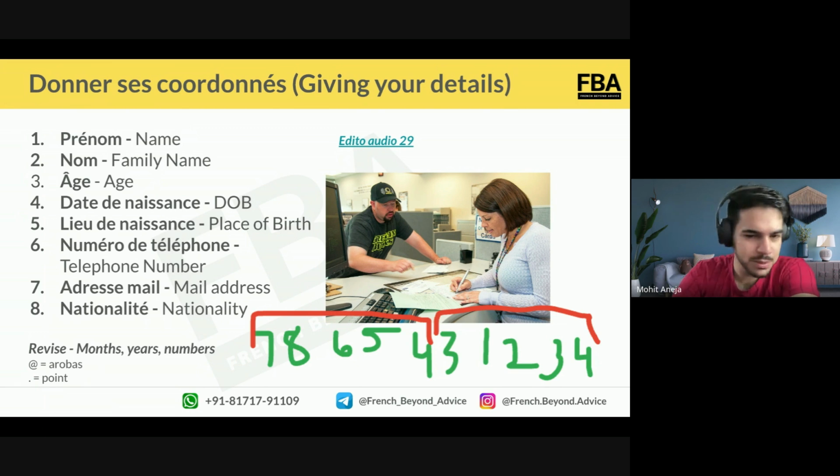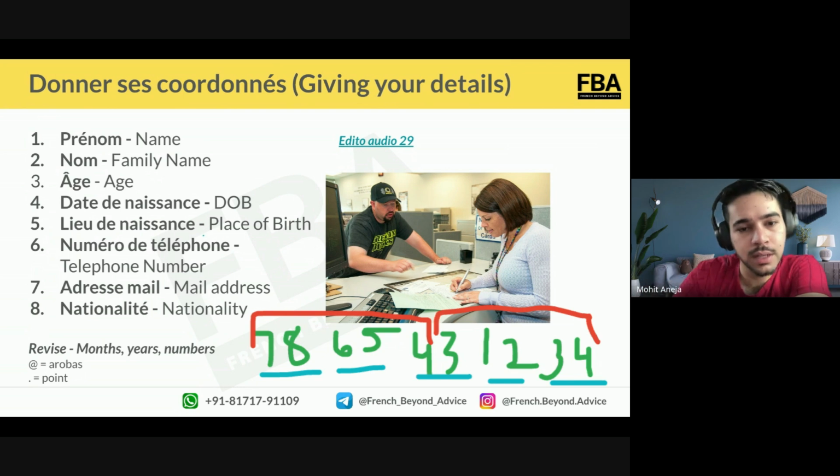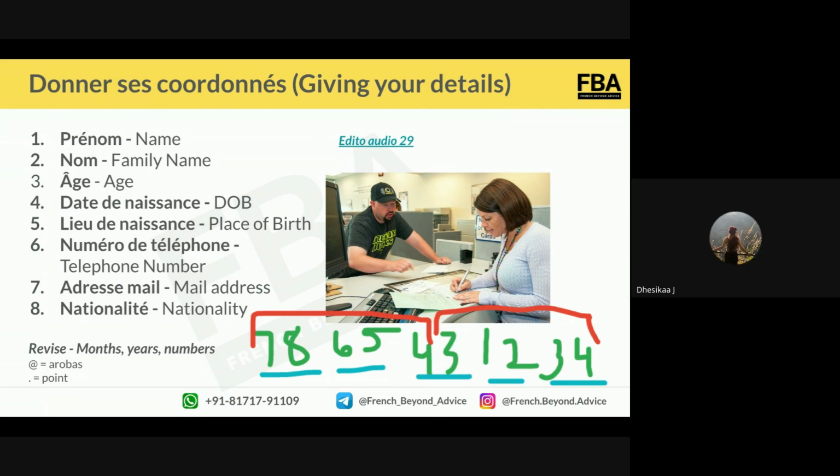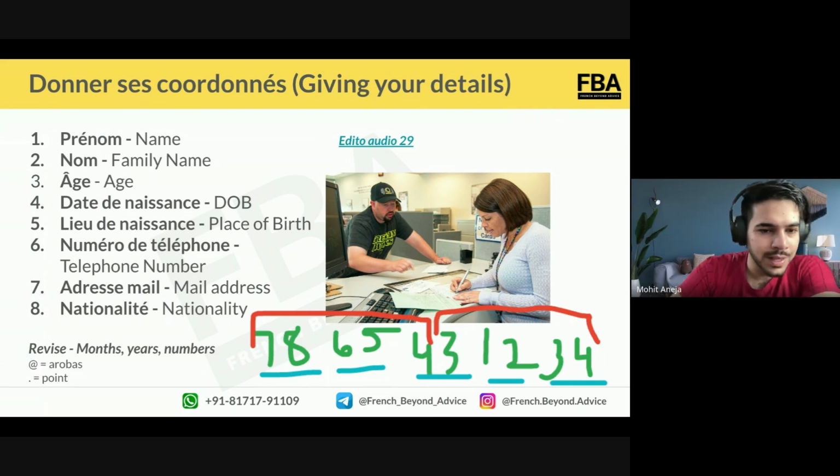But what French people do, and it's a good thing that they do this, is they only say two digits at a time. They club two digits and say them out loud, and the other person notes those two digits one at a time. It makes it slightly easier to note the number. All right, so that's the gist.